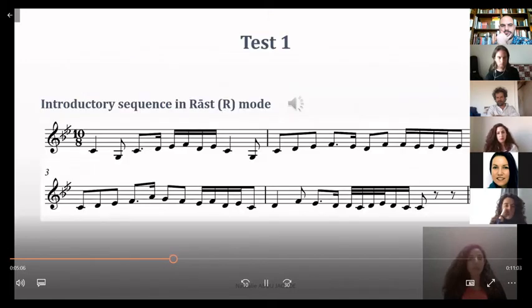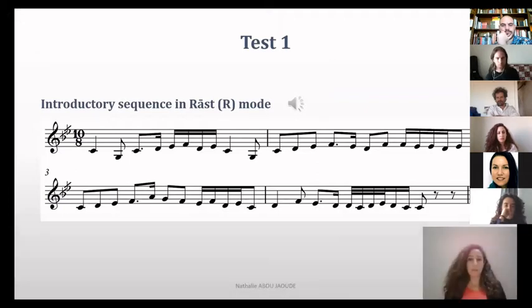In test number 1, children and adolescents listened to an introductory sequence in Rast mode several times. As you see on the staff, the B flat and the E flat are diminished by quarter tone. This is what we call the half E flat and the half B flat.